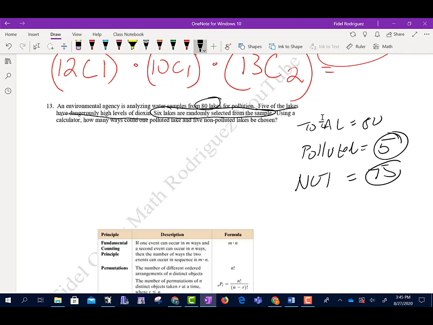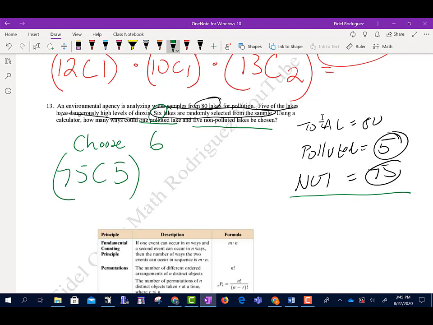Okay, we're going to choose a total of 6. And we want to have 1 polluted lake and 5 non-polluted lakes. So out of those 75 non-polluted, we're going to choose 5 of them. And then out of the 5 that are polluted, we're going to choose 1 of them, and that'll be my answer.